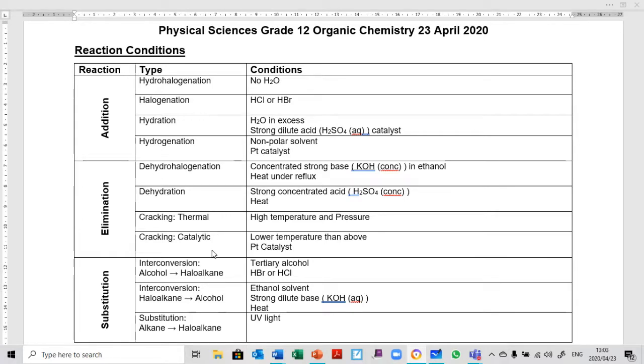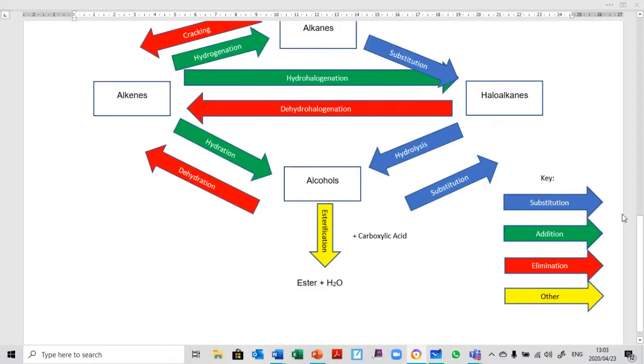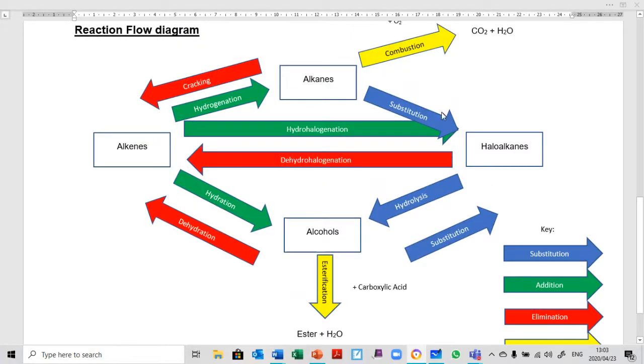Okay, then we have our substitution reactions, and the ones I didn't put on here was esters because we looked at that yesterday, and combustion. Okay, but I have them in this flow diagram over here. Okay, at the bottom you'll find a key so that you know what color arrow represents what type of reaction, okay? And I just gave you a very basic flow diagram of all the reactions that you could be asked.